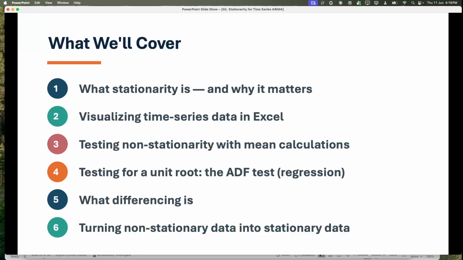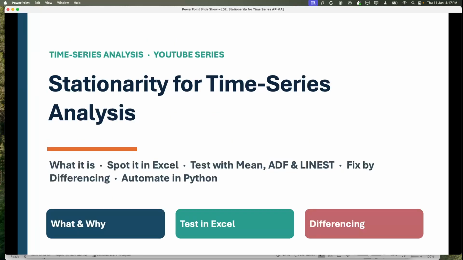Then testing for non-stationarity with simple means. Then testing for a unit root, that is the simple ADF test, Augmented Dickey-Fuller test using regression. Then we'll also discuss what differencing is, and how to convert non-stationary data into stationary data after differencing. We will also use Excel to show how it can be done. At the end, we'll also automate using Python. We'll upload the time series data and quickly transform it into stationary data by conducting tests before and after differencing.